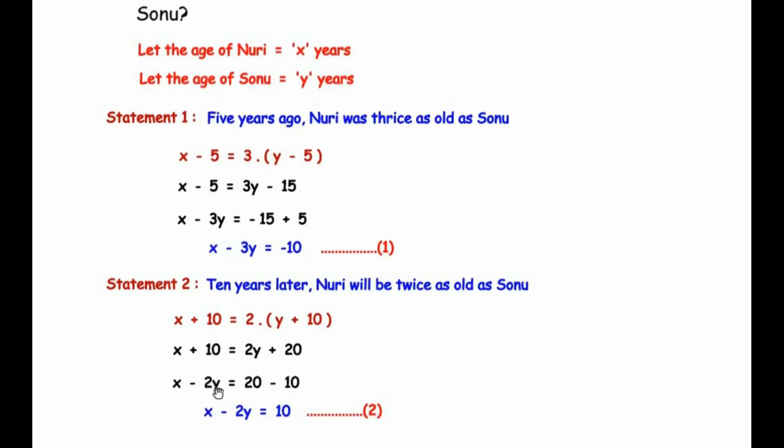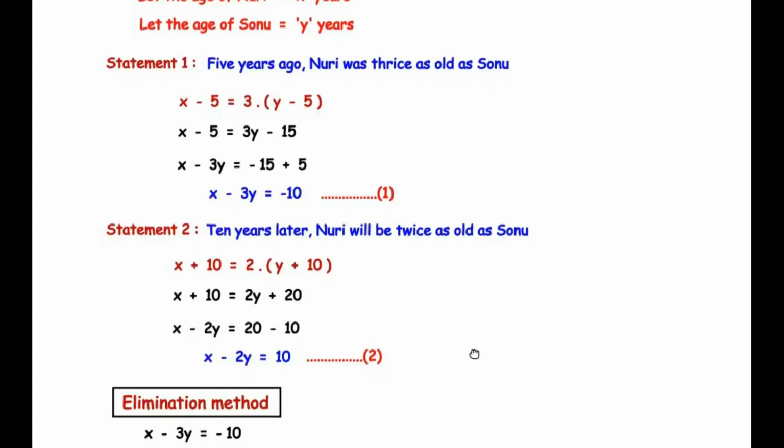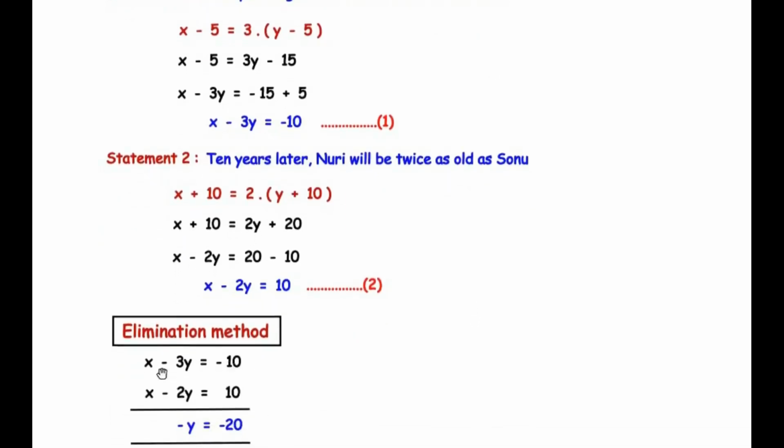Now simplifying this, we get the second equation as x minus 2y is equal to 10. Now once we have got equation 1 and equation 2, let us begin with the elimination method. So here under the elimination method we have written both the equations which we have got. Now we can see that the x terms are same. So we can directly start changing the signs of the second equation.